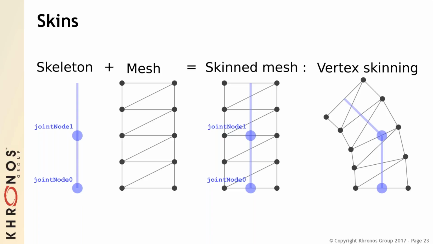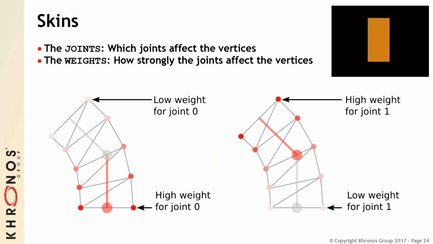I try to explain the elements that are required for vertex skinning here in a little more detail. In order to define the rules that are used for deforming the vertices based on the skeleton pose, each vertex needs information about which joints affect this vertex and how strongly these joints will affect the vertex. And this is accomplished also with accessor data, namely with joints and weights information.